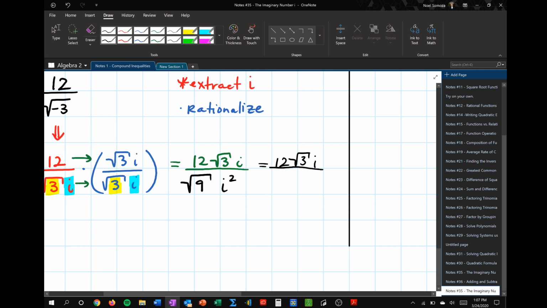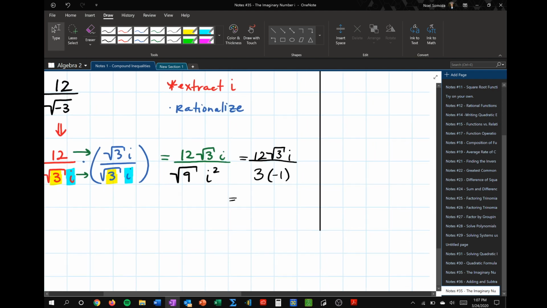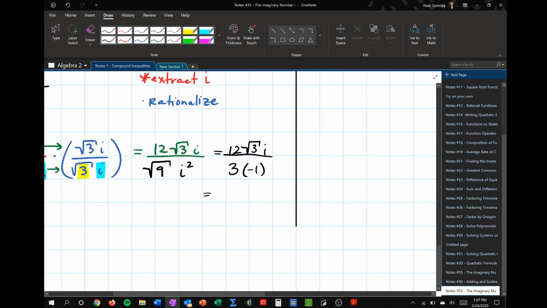Now you can clean up the square root of 9. That's an easy one. That's 3, right? And then we know that I squared, that's the one important one that we have to make the conversion. So then that becomes a -1. Before we do that, we have 12 square root of 3i, and then in the denominator, 12 times -1 is just a -3.